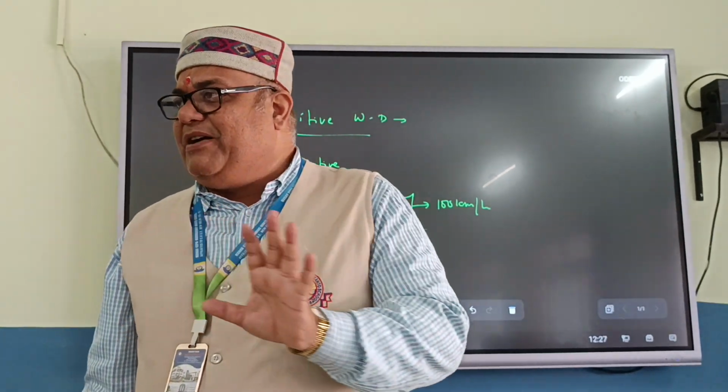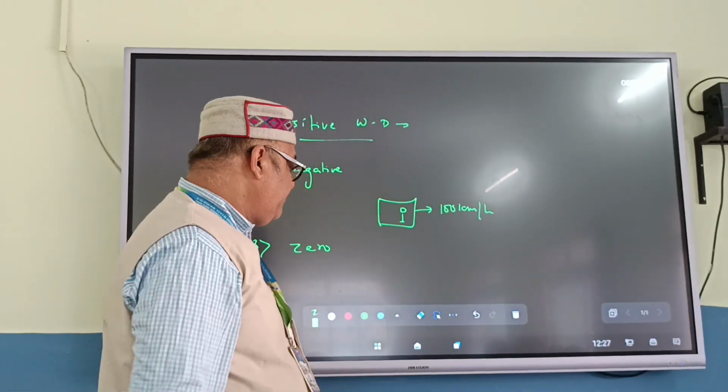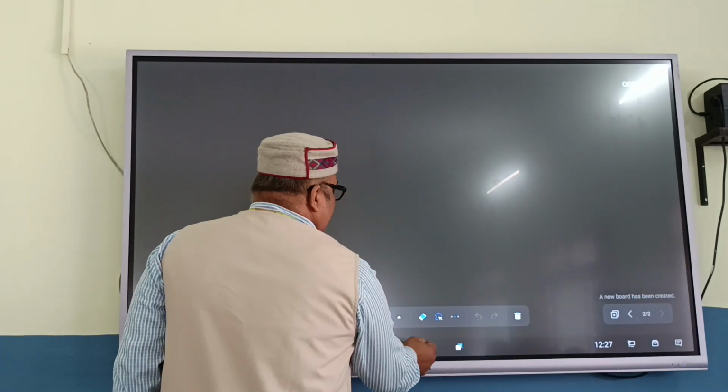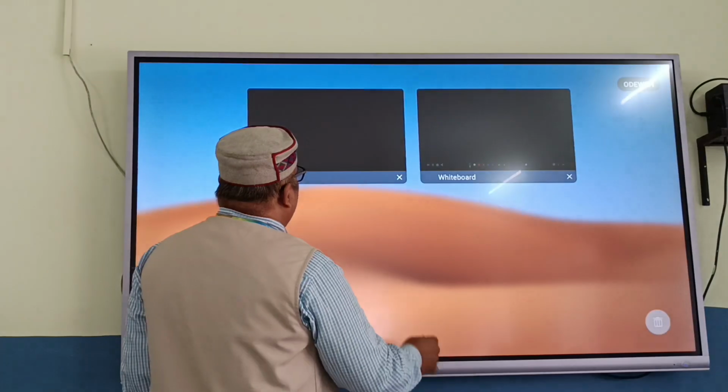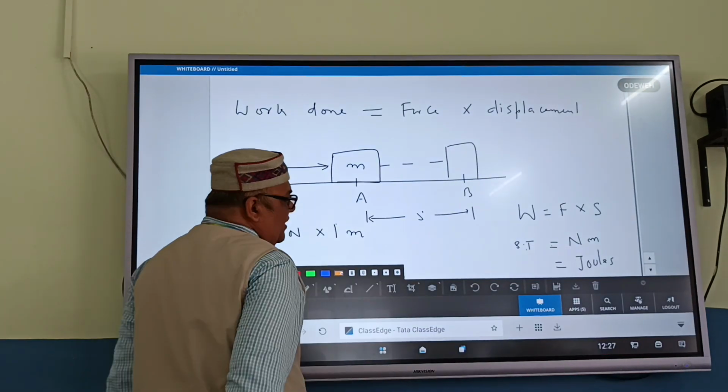Is that clear to everybody? What is a positive work done, what is a negative work done, and what is a zero work done? Now moving ahead, we have got some more things to discuss at this point.